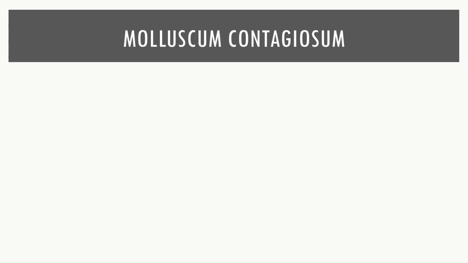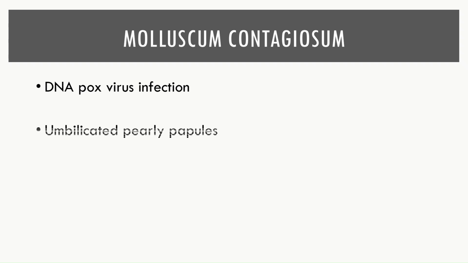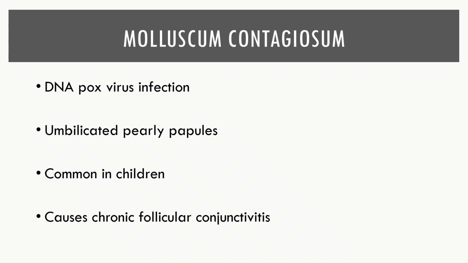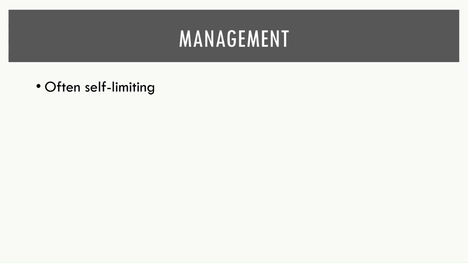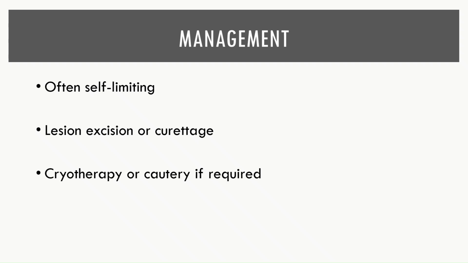Molluscum contagiosum is caused by DNA pox viral infection. It presents as pearly, umbilicated lesions on the lid margin and is an important cause of chronic unilateral follicular conjunctivitis in children. Although many cases resolve spontaneously, removal of the lesion is recommended if conjunctivitis persists. Lesion excision, curettage, cryotherapy, or cautery are the treatment options.